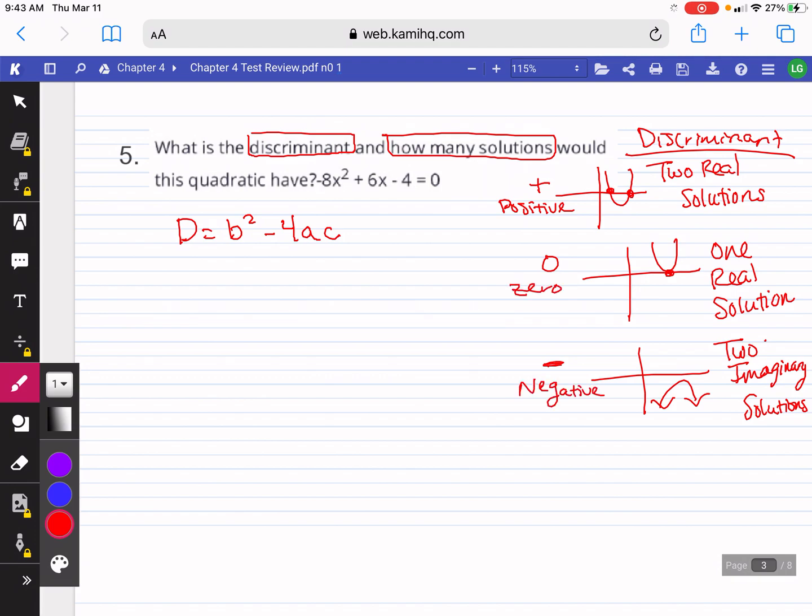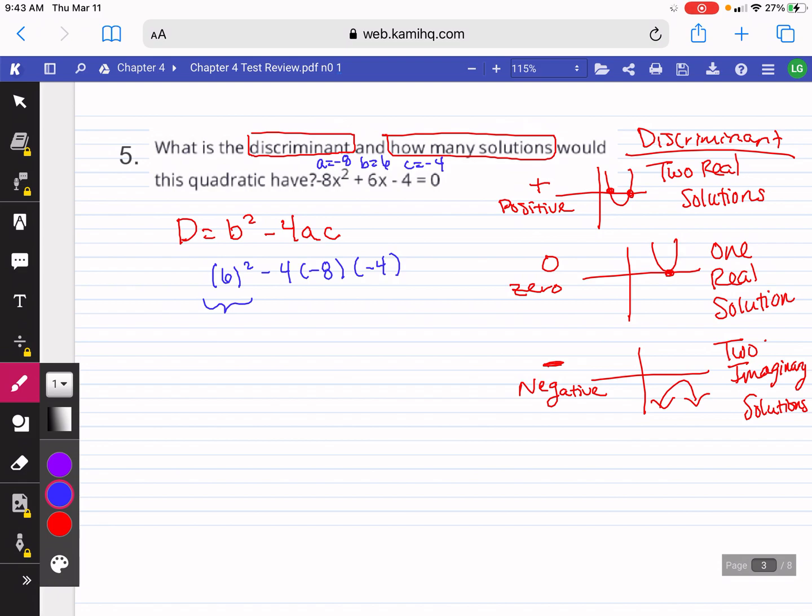So let's go ahead and find the discriminant, and then we'll say how many solutions this one has. So I'm going to label my A, B, and C. So here my A is -8, my B is 6, my C is -4, and I'm going to plug those into my equation here. I'm going to start working this out.